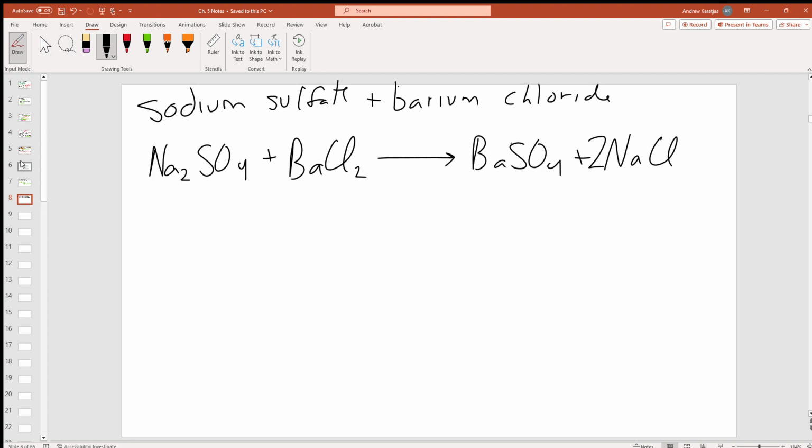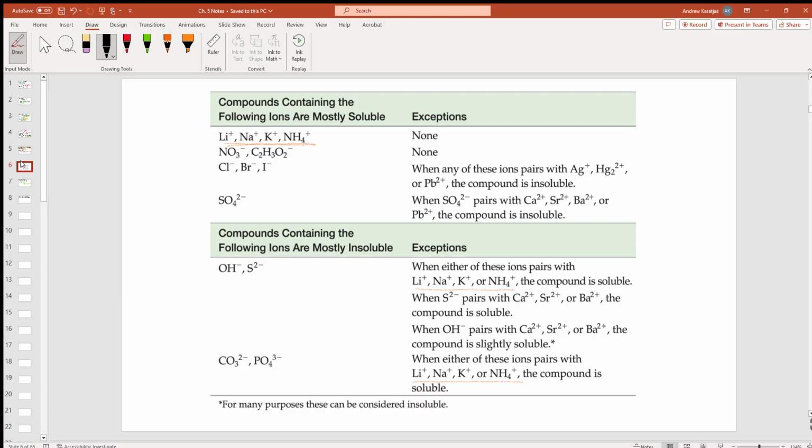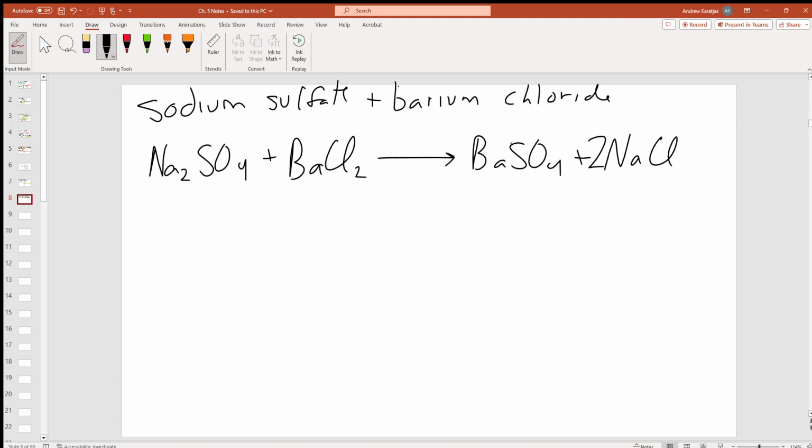So let's go back to our table. So first one, sodium sulfate. We can see in the bottom row of the top section that sulfate is usually soluble, but there are some exceptions: calcium, strontium, barium, and lead. If we go back to our equation, the first one is sodium. That's not one of our exceptions, so that will be soluble. But barium is one of our exceptions. We just saw that sulfate, when with barium, is not soluble. That forms a precipitate.